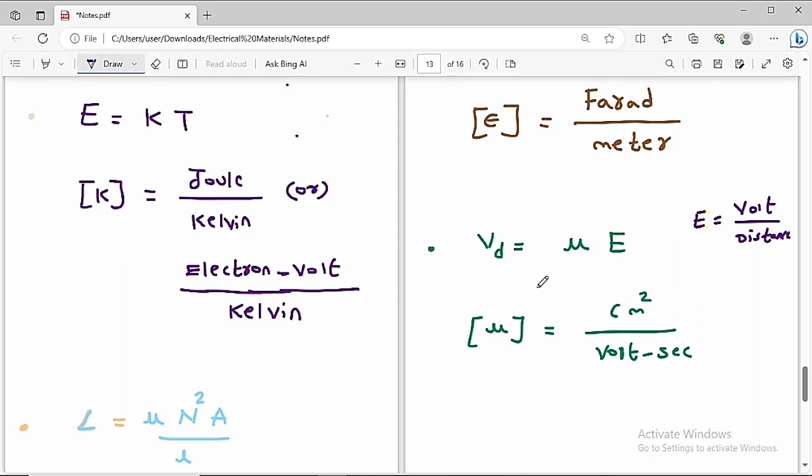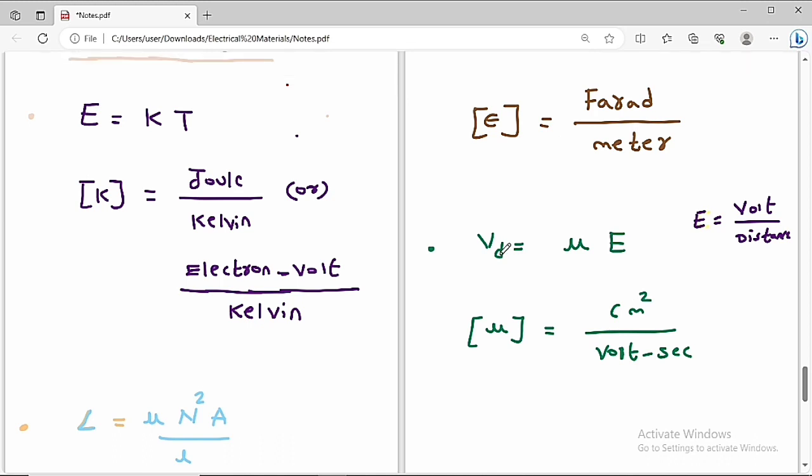Now I will write it in terms of Vd, the drift velocity. What is the unit of velocity? Meter per second or centimeter per second? Here I will take centimeter per second. And mu is mobility, and electric field is voltage by distance. The voltage unit is volt and the distance unit is meter or centimeter, so I take centimeter. So for mu, the drift velocity unit is centimeter per second and the electric field unit is volt per centimeter. If you simplify, we get centimeter square by volt second. So these are the different parameters, and the units are also very important.